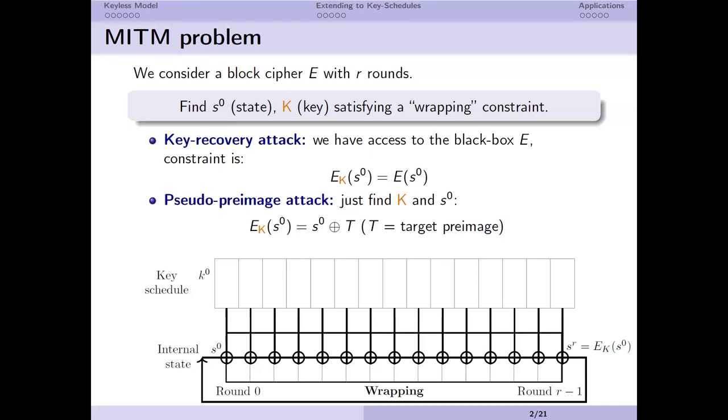So if you present it like this, you have the first internal state and it goes through, and then at the end you obtain the output, and you have some constraint that I call wrapping constraints. That's just because there are two different cases we're interested in. The first one is a key recovery attack, where you have access to a black box, and so you want to find the key and internal state that match the output of the black box. And this is a constraint that is created between input and output. But also in some cases, we use the block cipher as a compression function, and we want to find a pseudo preimage, which is relating the input and the output, because we have basically used this as a compression function by XORing the input and output. And so the target preimage here is a relation between the input and output. But both cases are very analogous, and the model we're considering applies to both.